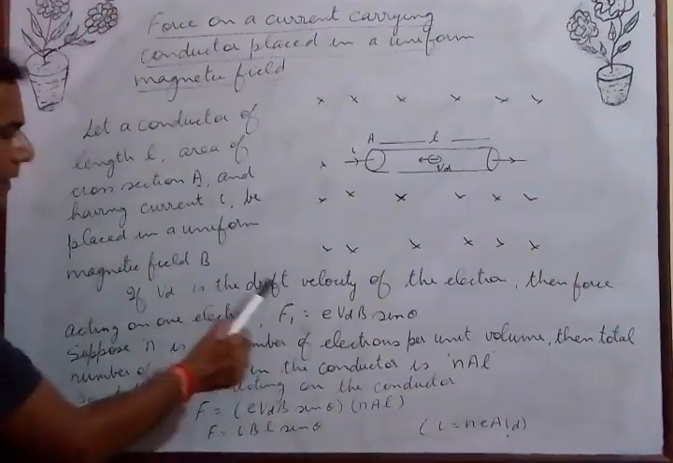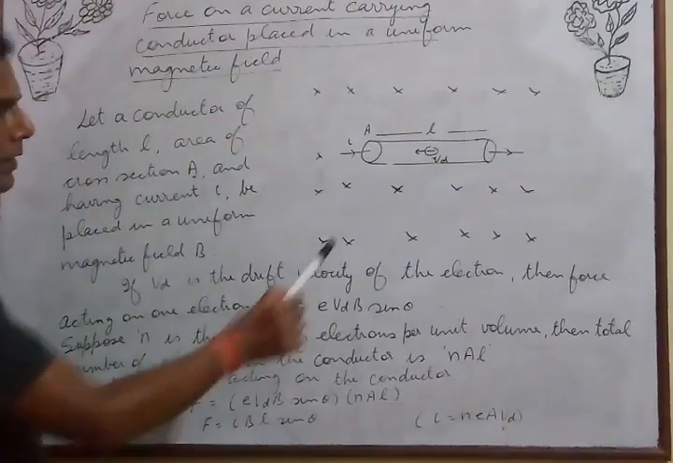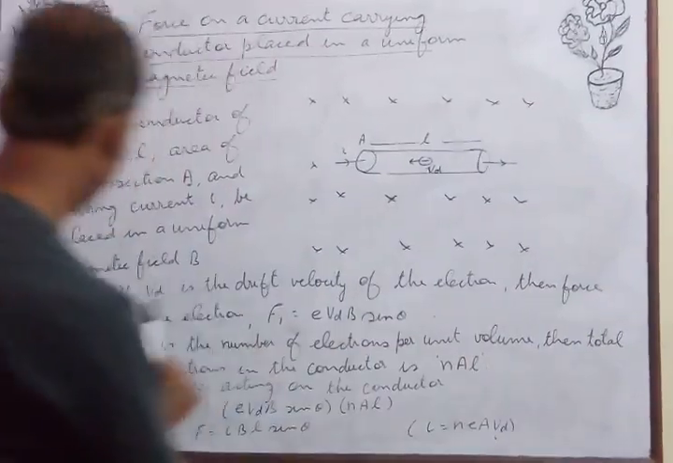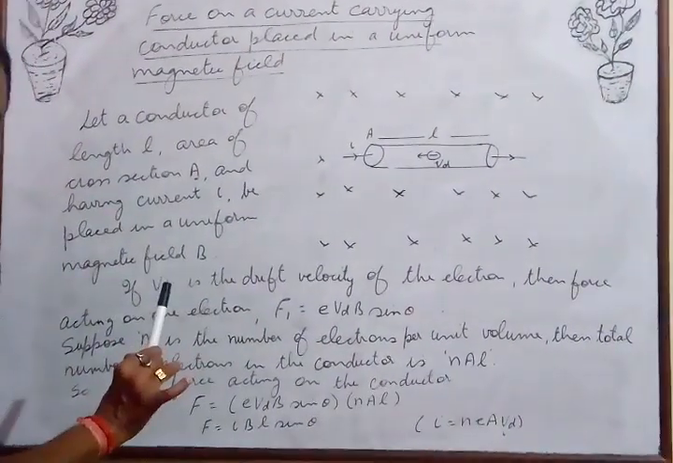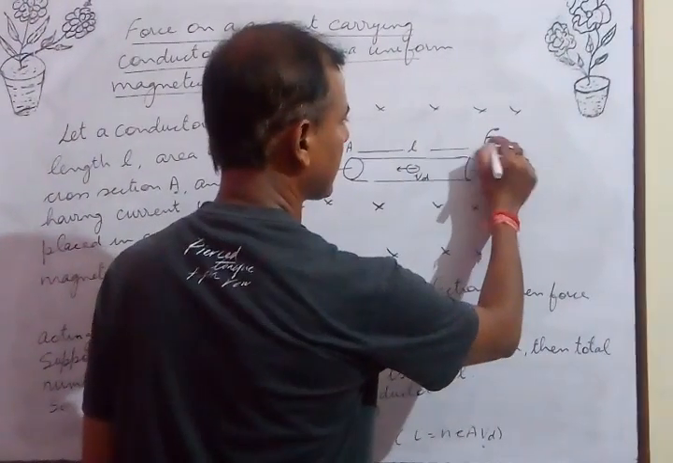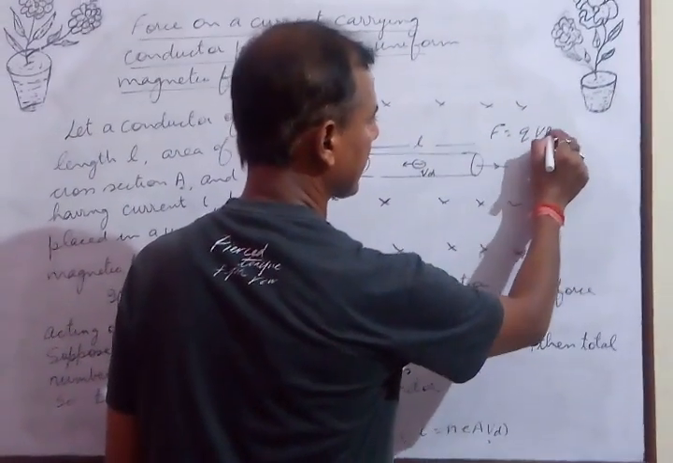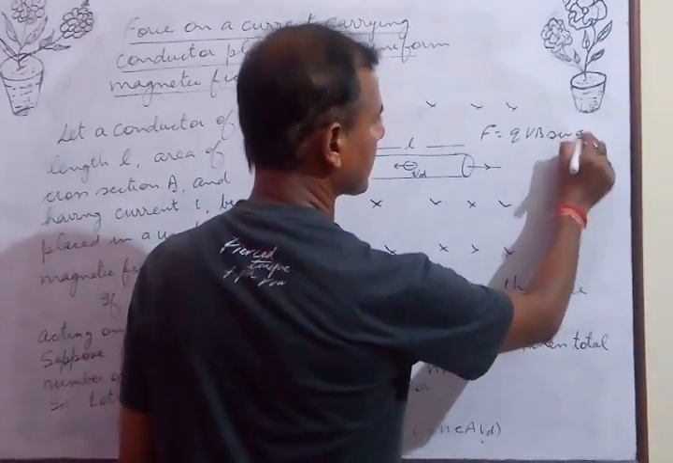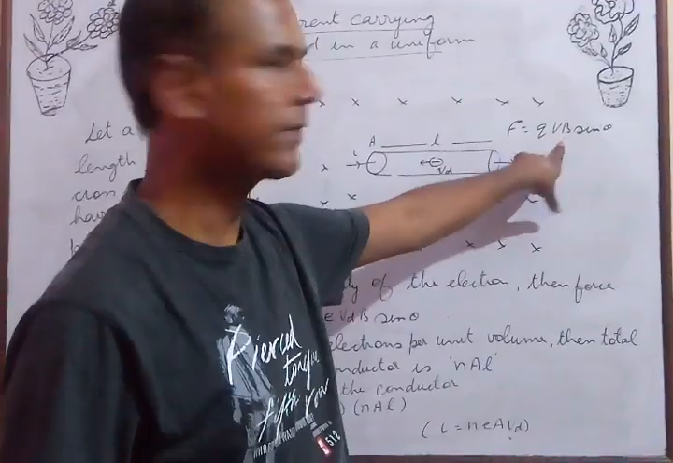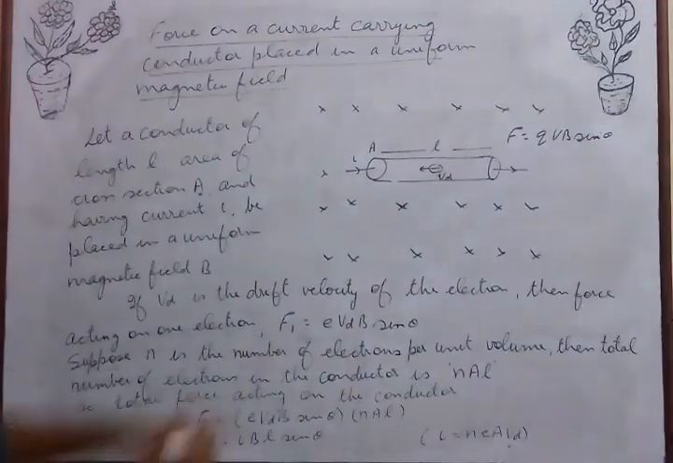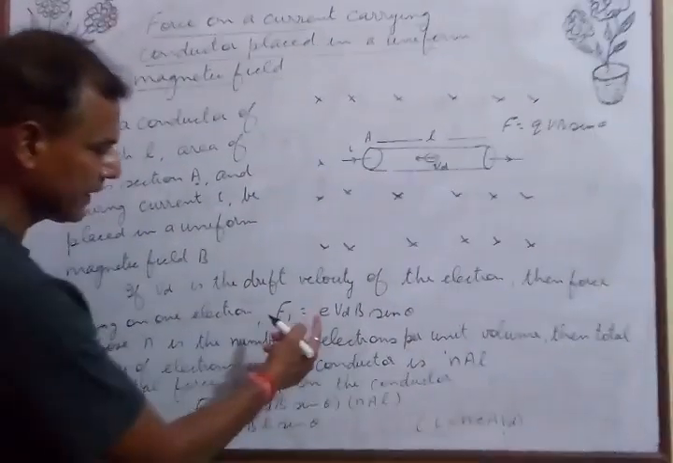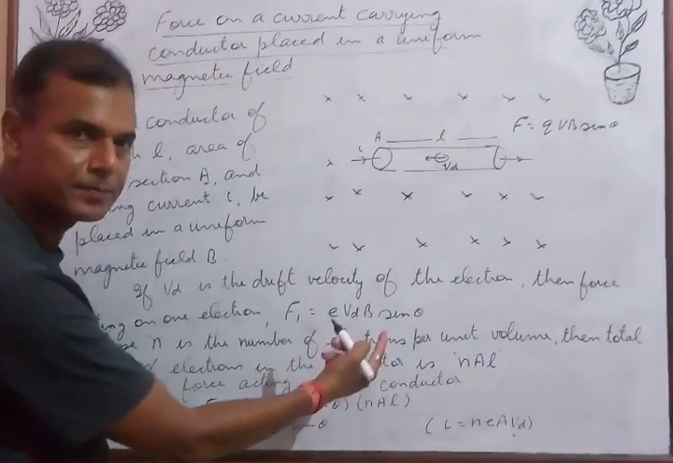If Vd is the drift velocity of the electron, then consider the force acting on one electron. The formula for force acting on a charged particle is qvB sin theta, the force when a charge q moves with velocity v in a magnetic field B. So the force acting on one electron, with charge e, will be e Vd B sin theta.